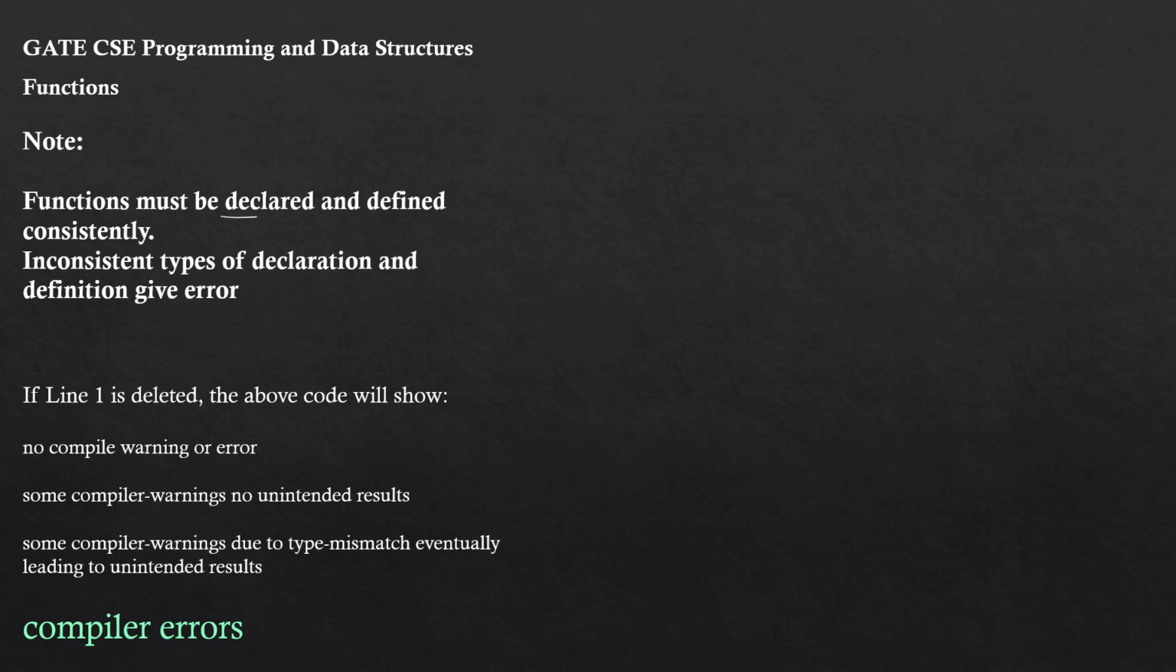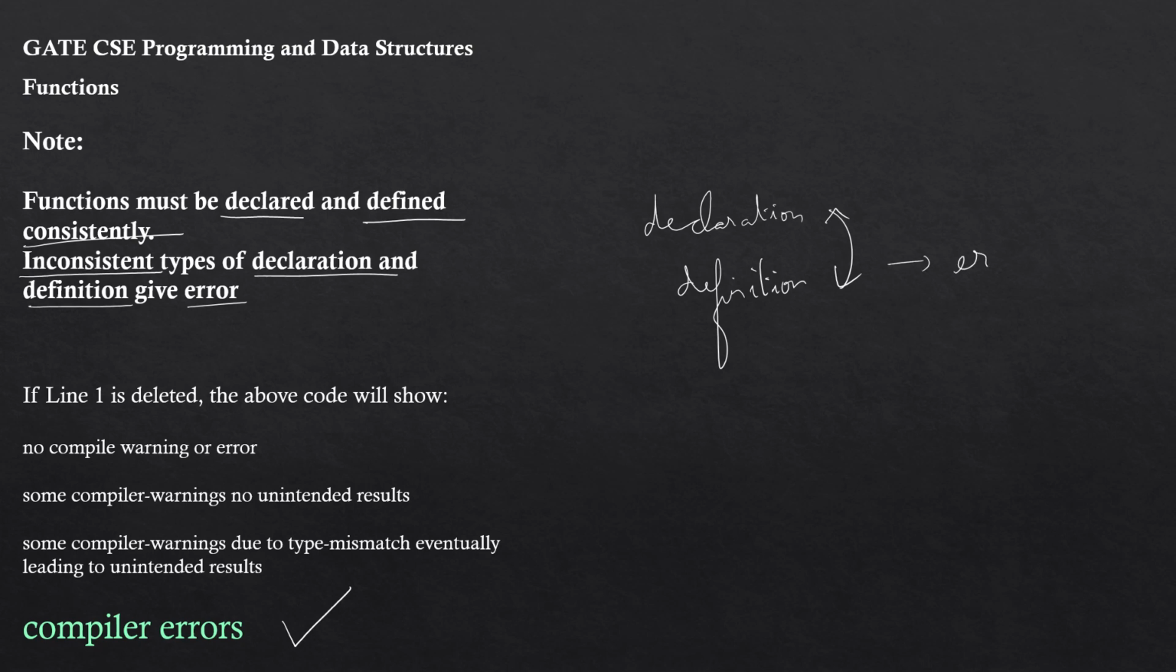So, functions must be declared and defined consistently. An inconsistent type in declaration and definition gives an error. We'll be getting a compile error in this case. So make sure that when you do a declaration, it matches your definition, otherwise you'll get an error. And even if you don't have your function declaration, it's okay, but make sure the function definition is always before the function call. Thank you.